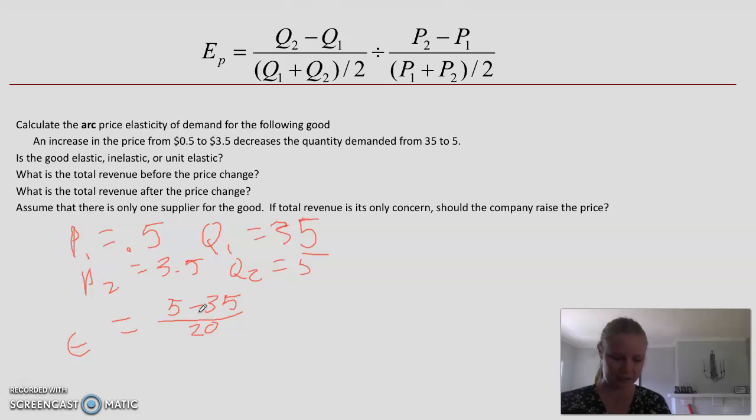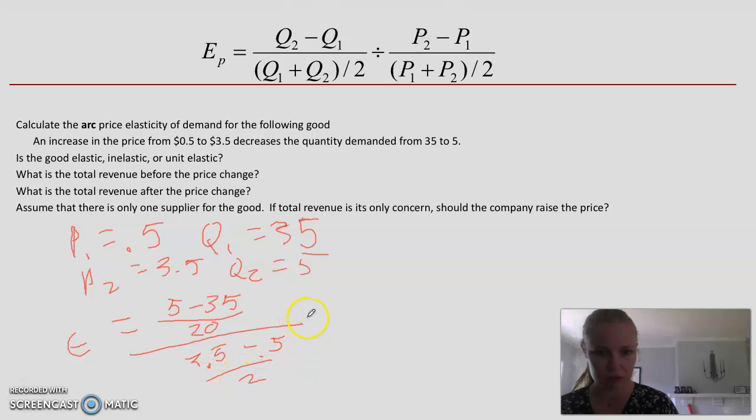All right. 5 plus 35 over 2. Yep, it's late in the day. I don't trust my brain. All right, and then in the denominator, we're going to have percent change in price, which is, let's see here, 3.5 minus 0.5 over 2. All right, so in the numerator, we've got 30 over 20. And in the denominator, we've got 3 over 2.